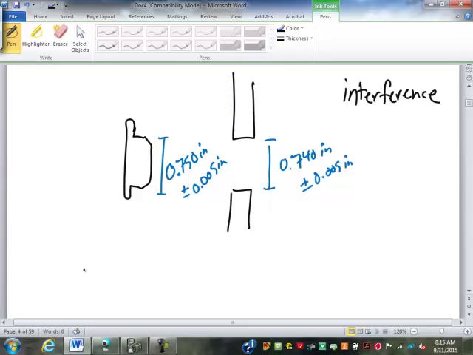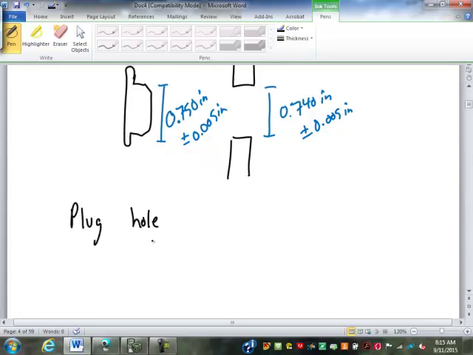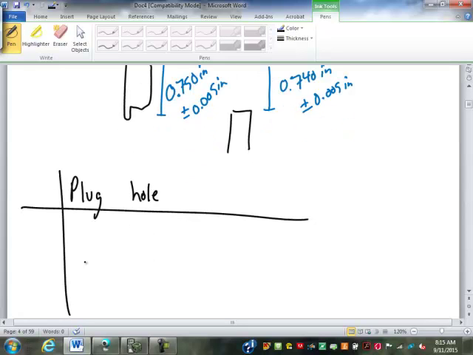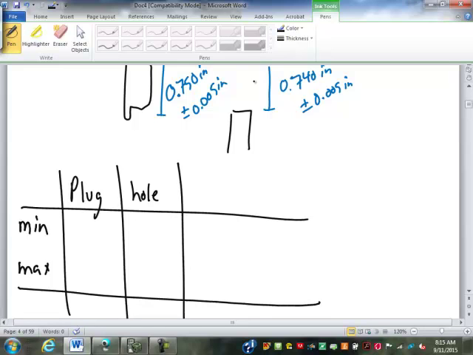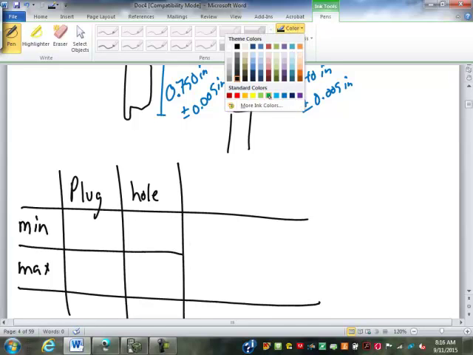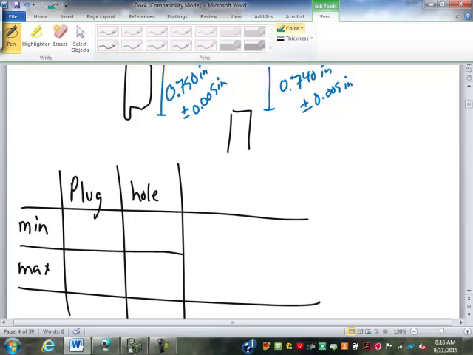So now as we look at this, both the plug and the hole have minimum and maximum dimensions again. What is the minimum dimension on the plug? What's the smallest it can be? 745. Maximum? 755. The hole minimum dimension? 735. Maximum?